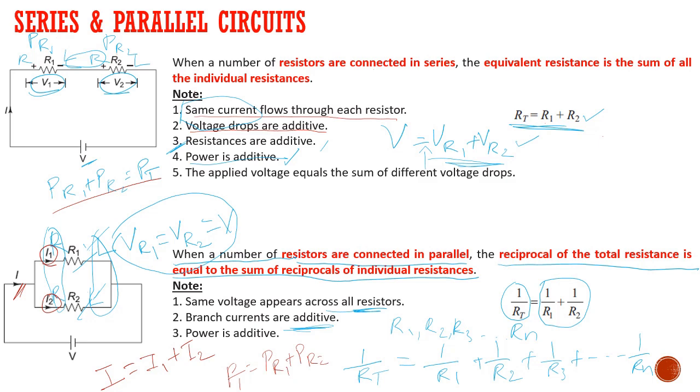So these are the points we should remember for the series and parallel circuits of RLC elements. However, we have seen only resistors now. In the next video, we will see inductors and capacitors.